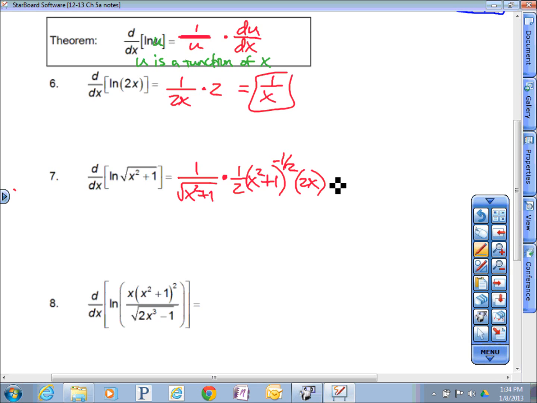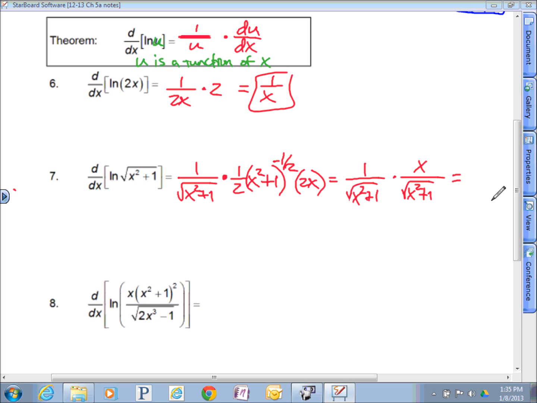So now if we go to clean this up, let's see. So I have 1 over my square root of x squared plus 1 times x over my square root of x squared plus 1. Let's see, so if I clean that up, how about x over, multiply 2 roots together that are identical, x squared plus 1. So there's my derivative.